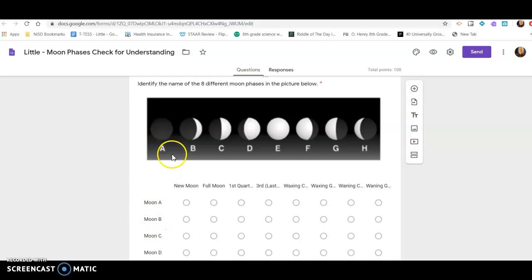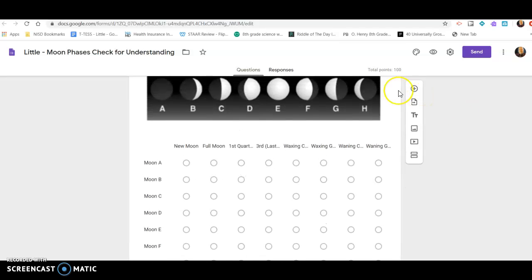Go to moon B, what is that a picture of? Moon C, again, what's that a picture of? Select the correct radio button. Moon D, moon E, and it's going to go all the way through and have you select F, G, and H. So pretty easy for that one. Just select the correct radio buttons, and if you've listened to the oral lecture or watched the oral lecture, this should be a piece of cake.